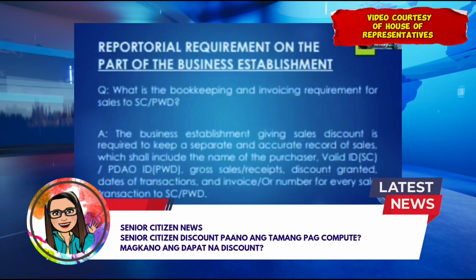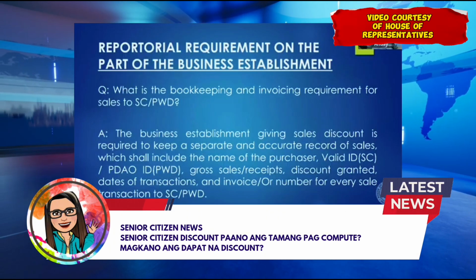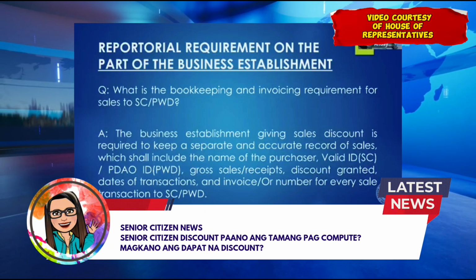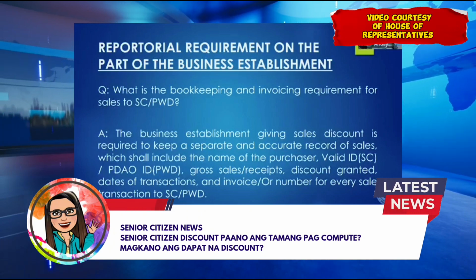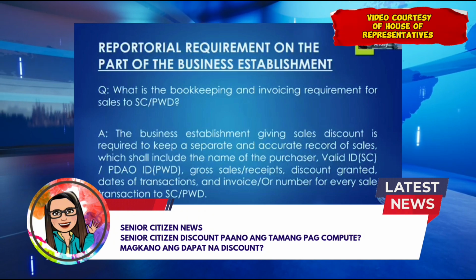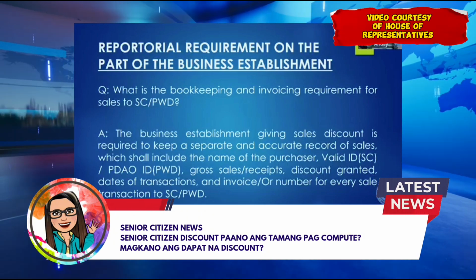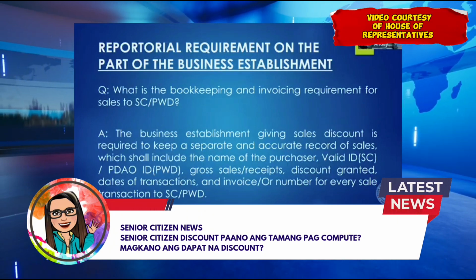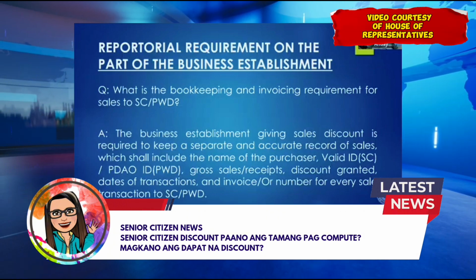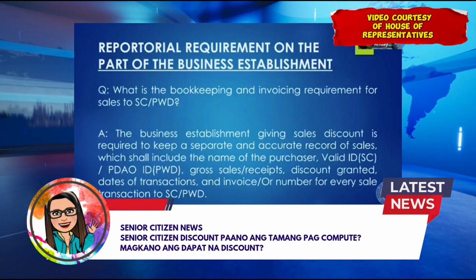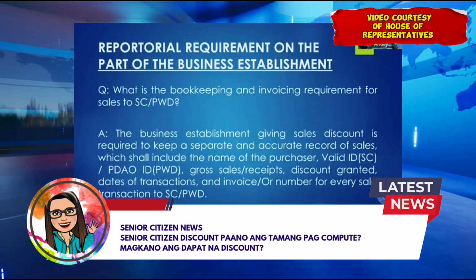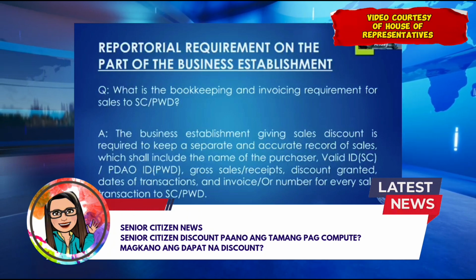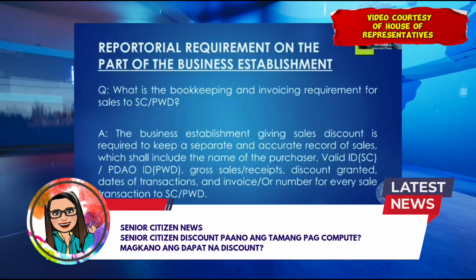Next slide, please. As for the bookkeeping and invoicing requirement for the sales to SC and PWD, the business establishment giving sales discount is required to keep a separate book or record of sales, which shall include, namely, the purchaser, valid ID or the PDAW ID for the PWD, gross sales, the discounts granted, the date of transaction, and invoice or OR number for every sale or transaction.